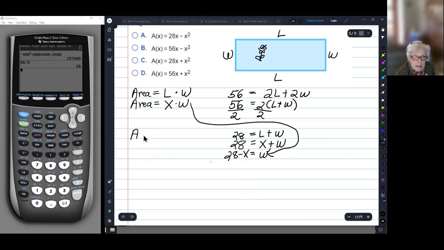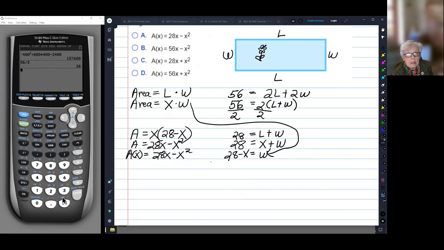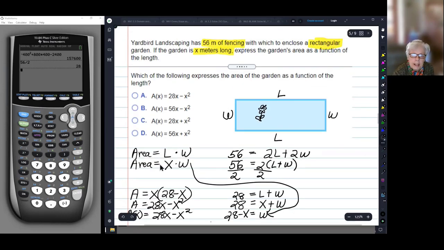So area A equals x times 28 minus x. So area equals 28x minus x squared. And since these are both x's, we can say that area is a function of x equals 28x minus x squared. Ta-da! And that's all we're being asked to do. We're not even being asked to maximize or minimize anything. Nevertheless, it's a good skill to learn.